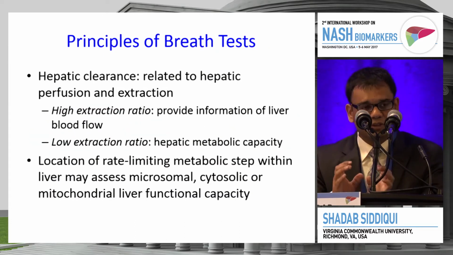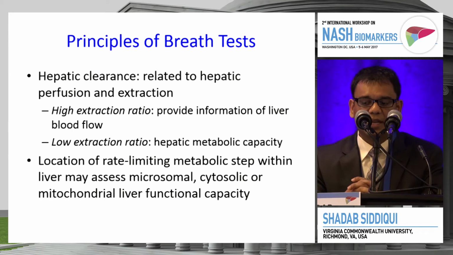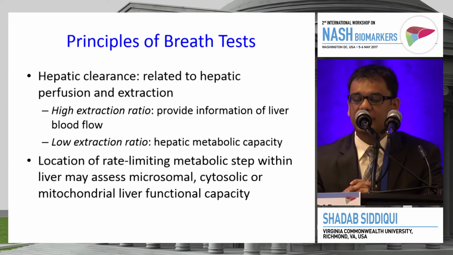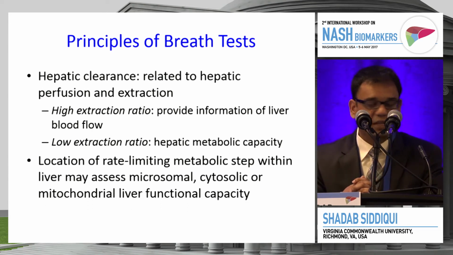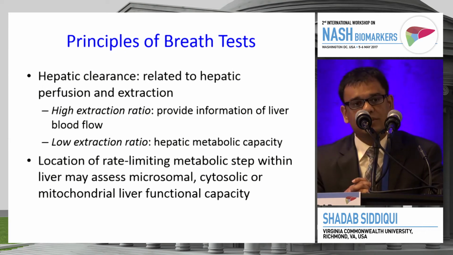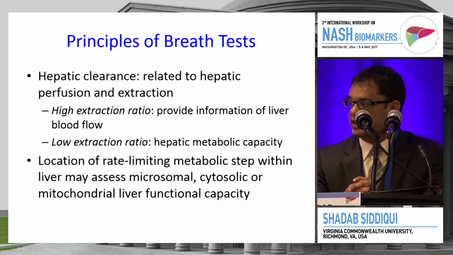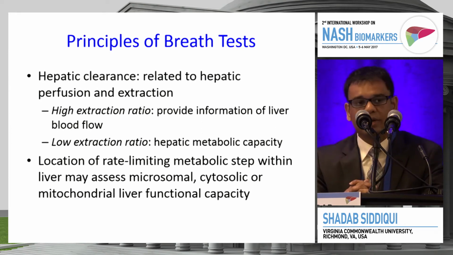Now, a major principle of breath test is hepatic clearance, and that's related to hepatic perfusion and extraction rate or extraction ratio. So drugs that have a high extraction ratio provide information of liver flow and thus are limited by blood flow, or blood flow limited. In contrast, drugs that have low extraction ratio are limited by hepatic metabolic capacity and thus are enzyme limited. Now, the location of the rate-limiting enzyme tends to provide useful information in regards to microsomal activity, cytosolic activity, or mitochondrial activity.